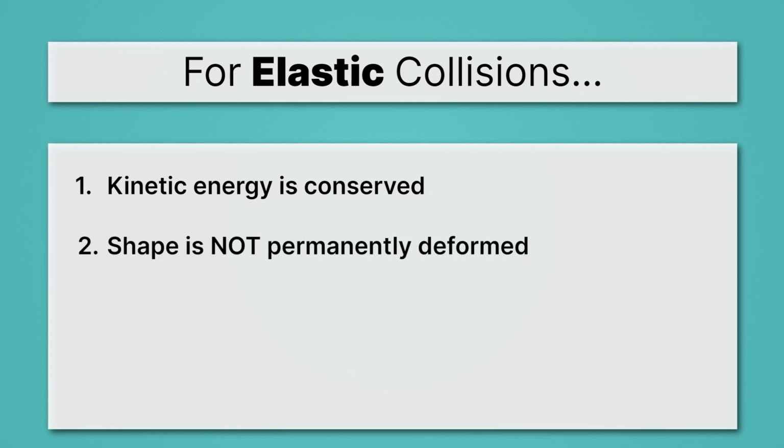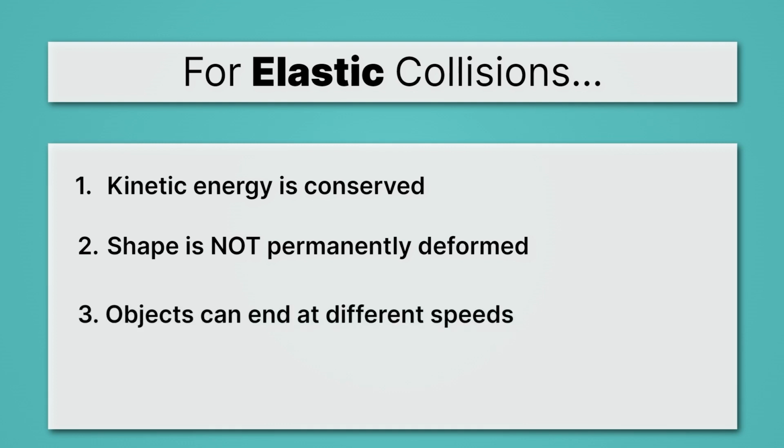Secondly, we said that shape is not permanently deformed. In other words, the shape can change a little. When the racquetball collides with the surface, it'll squeeze and compress a little bit, and then it's just going to bounce back to its normal shape. So it's not permanently deformed. It's just changed its shape for a second. It bounces. Thirdly, we said objects can end at different speeds, one moving faster, another slower.